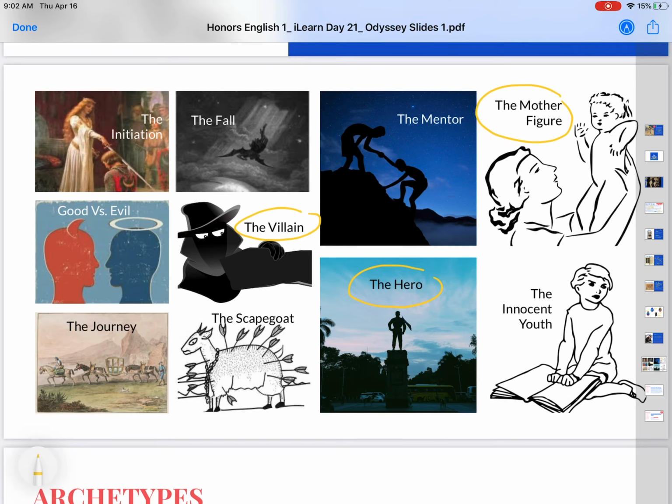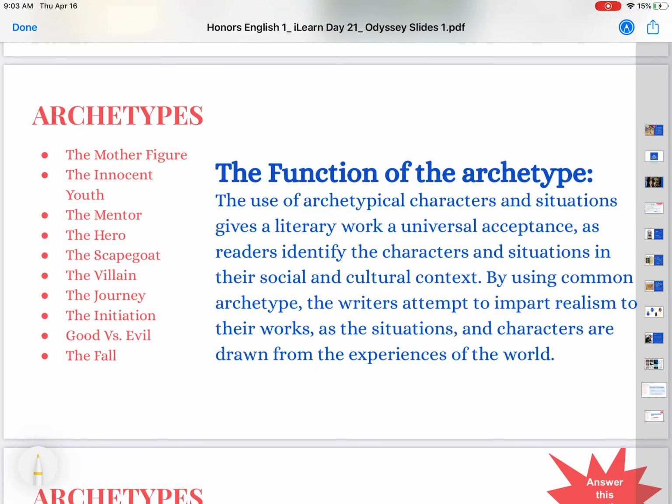But really, archetypes are just when you see it, you recognize what it is, right? If you're watching a movie, and the characters walk into an old, dark building filled with cobwebs, do you think they're going to be in a good situation or a bad situation? Probably a bad situation. That's an archetype. It's a situational archetype for danger or for darkness or for bad things that are going to happen, evil things are going to happen. Okay, those are archetypes. So, the function of the archetype.